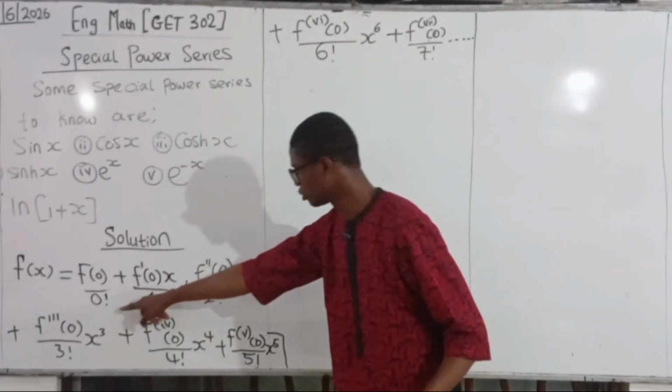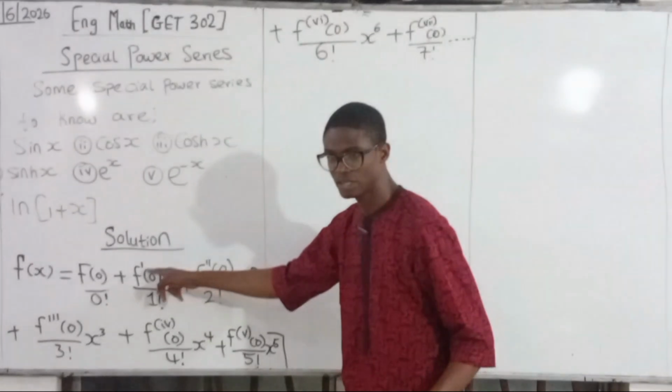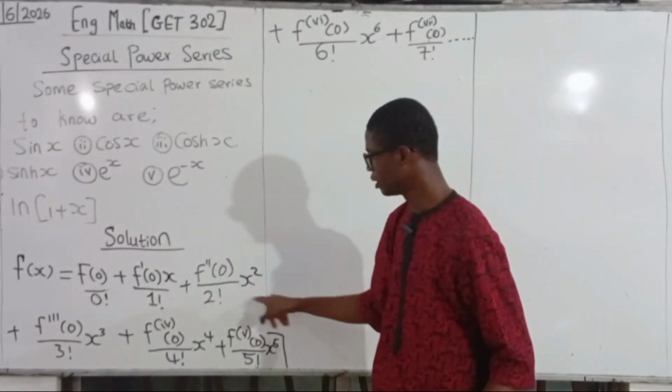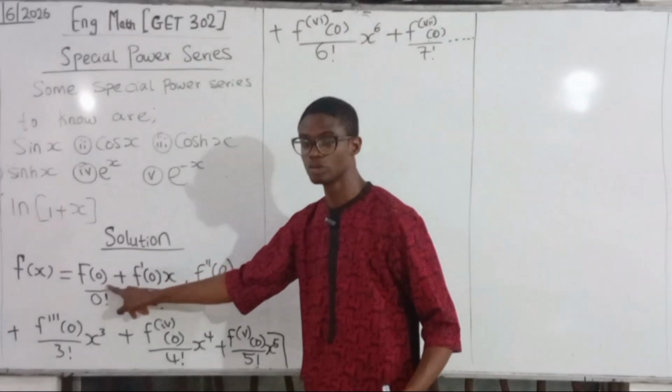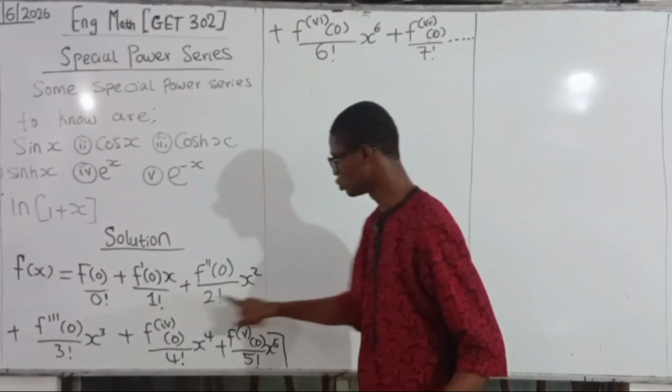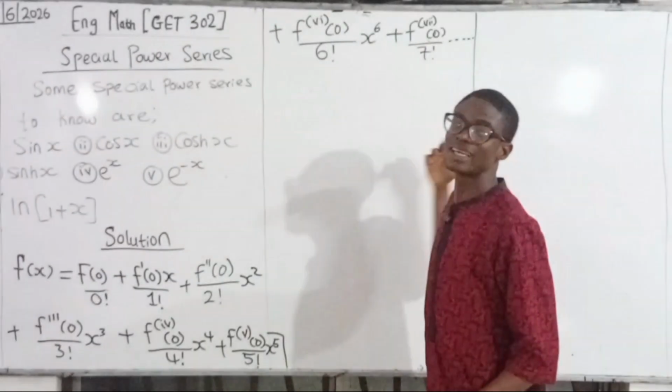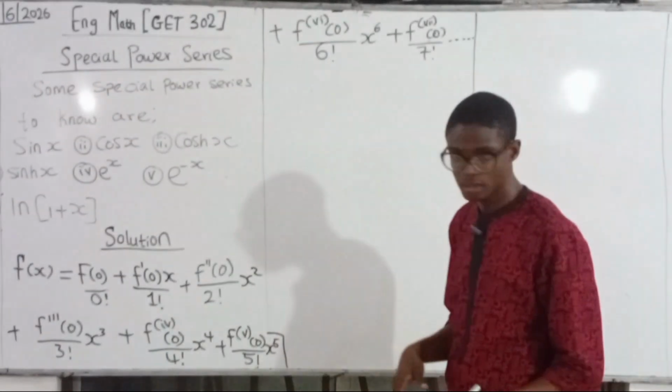0 factorial. Here is the first derivative, which is like 1 all over 1 factorial. Are you getting it? It keeps going that way. The power of x also starts from 0 to increase: 1, 2, 3, 4, 5, 6, and 7. You can get 8, 9, 10, and keep going, right?